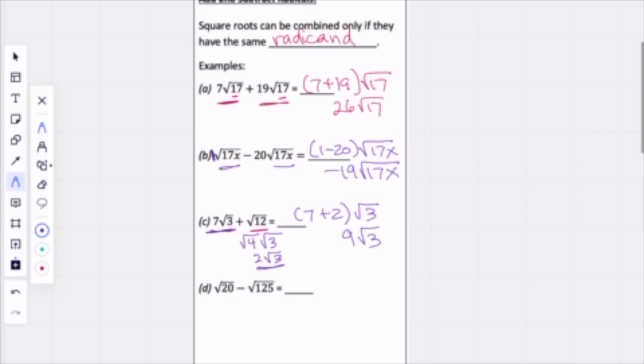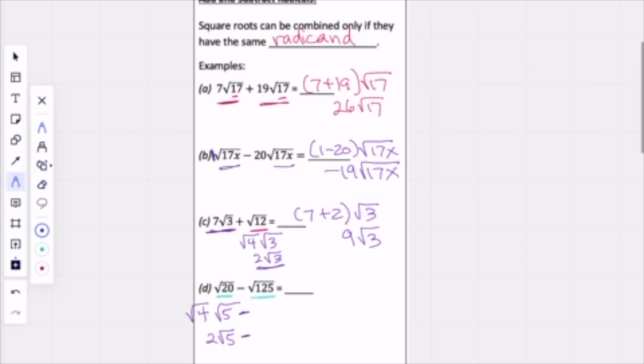Excellent. All right, so let's take a look at this last example. It looks here like we have two different radicands. So let's think about what will happen when we simplify them. Let's think about the square root of 20. What is the largest possible factor of 20 that's a perfect square? Hopefully you said that's going to be 4. 4 times 5 gives us 20. And so the square root of 20 is equivalent to 2 square root of 5.